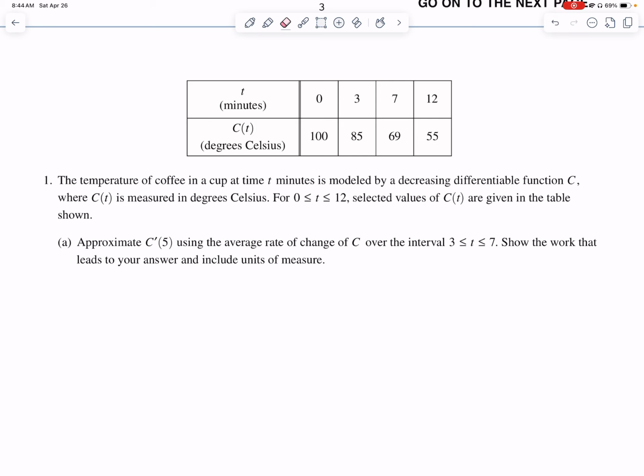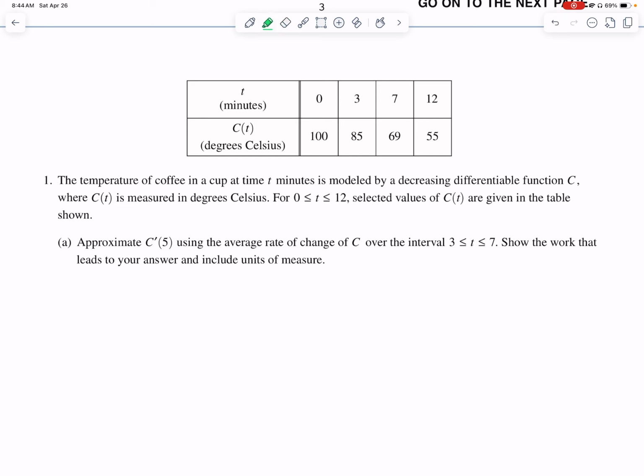Number one, the temperature of coffee in a cup at time t minutes is modeled by a decreasing differentiable function C, where C of t is measured in degrees Celsius and t is in the closed interval from 0 to 12. Selected values of C of t are given in the table shown.